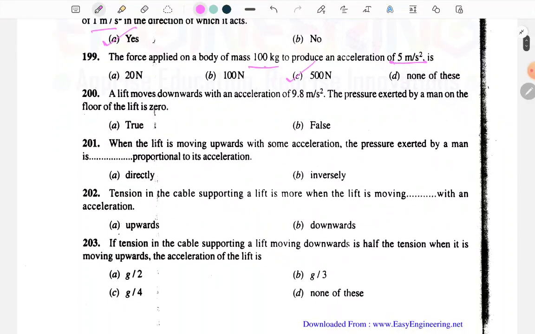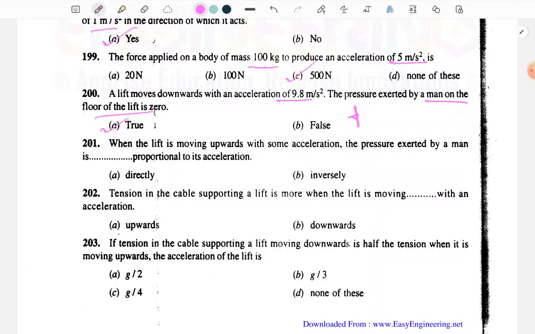A lift moves downward with an acceleration. The pressure exerted by a man on the lift floor is 0, because whatever the acceleration, it is coming down with 9.8 meters per second squared. Any object falling down has an acceleration of 9.81 freely. The lift also is now freely falling, so you won't apply force because your acceleration is also 9.81.